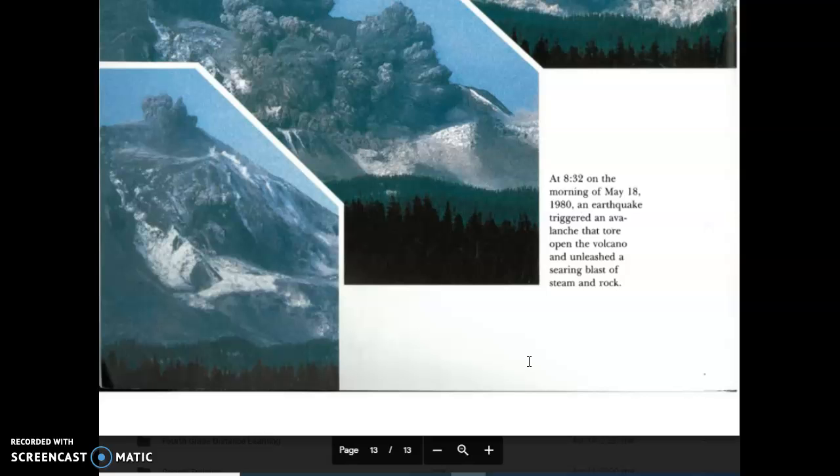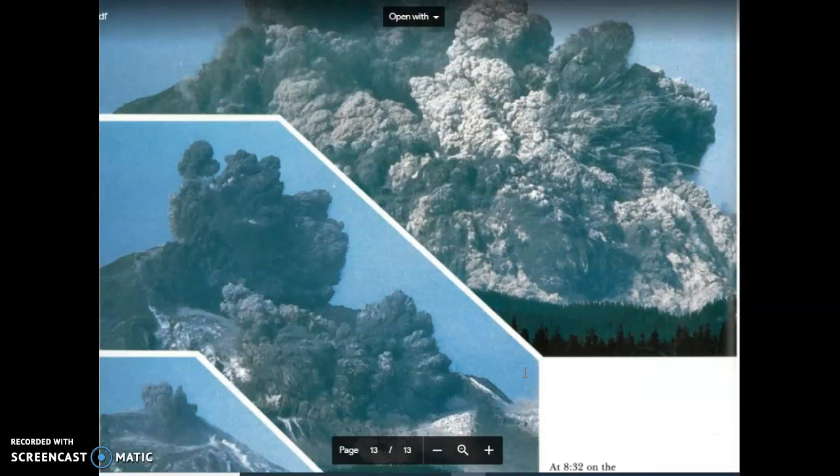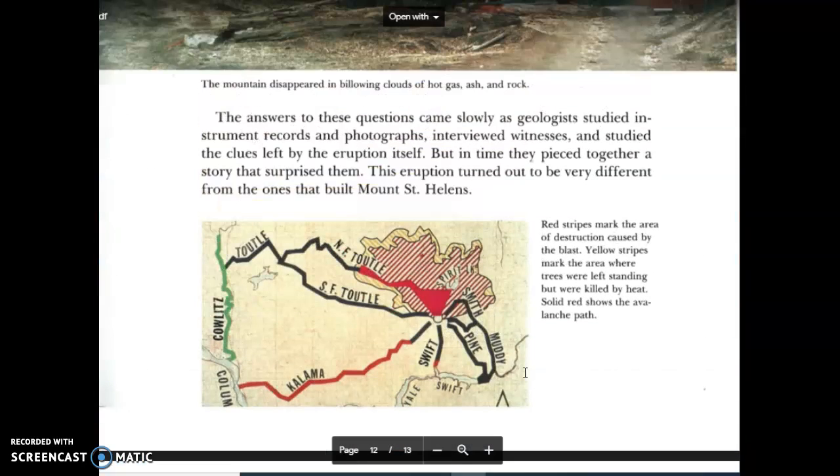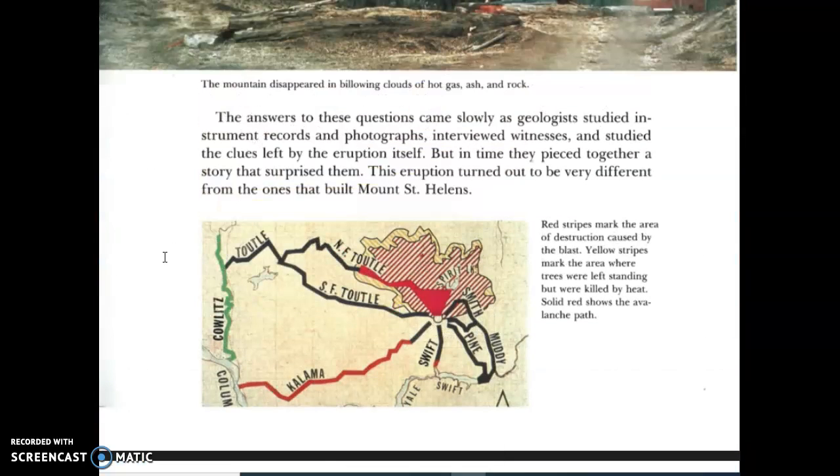And so as we go along this week, we'll be finishing this book a chapter at a time, and we'll find out what really happened there at Mount St. Helens.